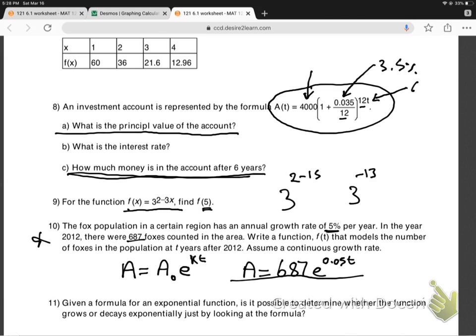Okay, so let's have a look. If it wants to know, on a further question, like say in 10 years' time, how many foxes are there? You would just put 10 there and put it in your calculator, okay?